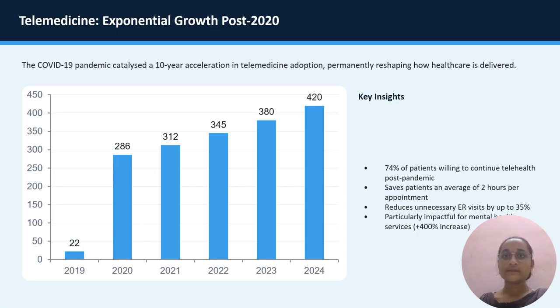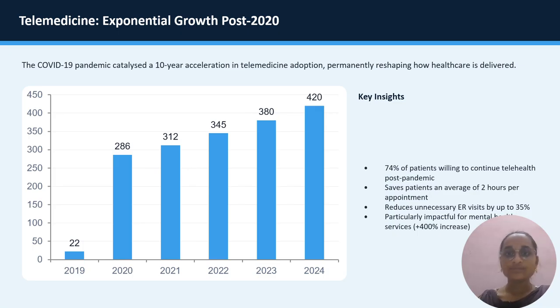Then in this slide is telemedicine exponential growth post 2020. It shows how COVID-19 completely changed the adoption of remote healthcare. The COVID-19 pandemic catalyst a 10 years acceleration in telemedicine adoption, permanently reshaping how healthcare is delivered. Basically, what would have taken 10 years happened in 1 year because of the pandemic, and the bar graph show massive growth.